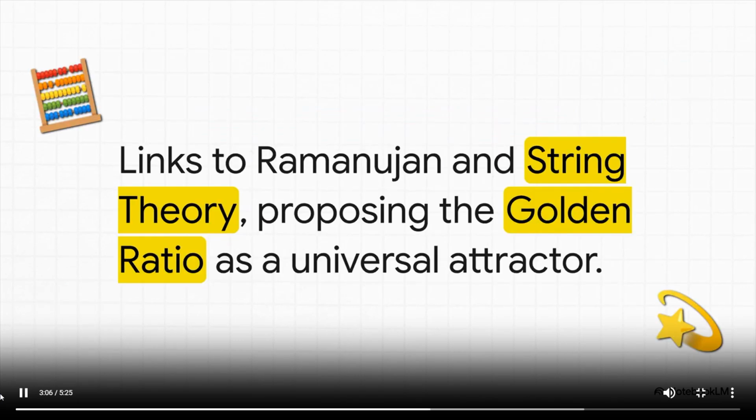And this brings us to the latest evolution, which is just fascinating. This version links the whole framework to the mind-bending work of the legendary mathematician Ramanujan, and even to concepts from string theory. It puts forward this wild idea that the golden ratio acts like a universal point of balance, a cosmic attractor that's basically pulling the laws of physics towards a stable state.